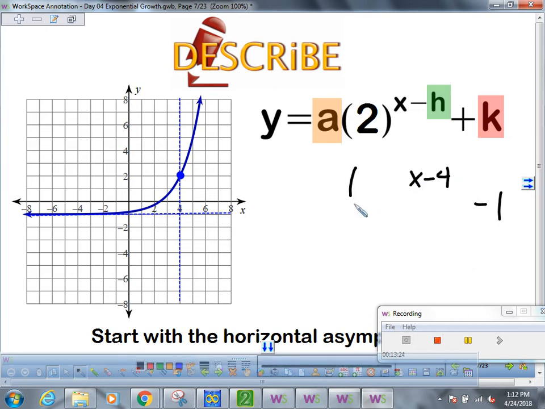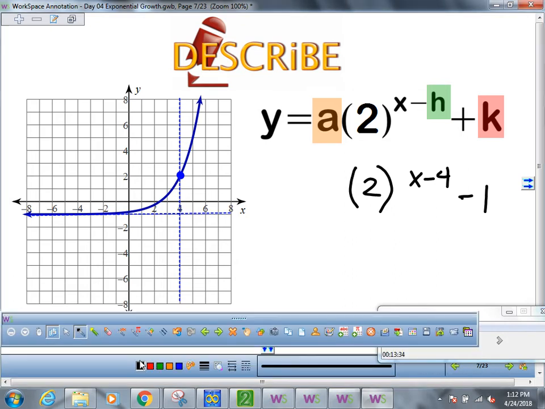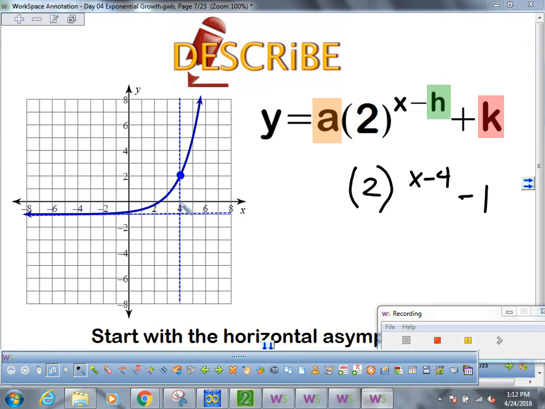I know the base is 2. That stays the same. Now I just need to figure out, this negative 1 is kind of funky over here. Now I just need to figure out how much it's stretched. Instead of being 0, 1, I now have 0, 1, 2, 3. So I have a stretch of 3.